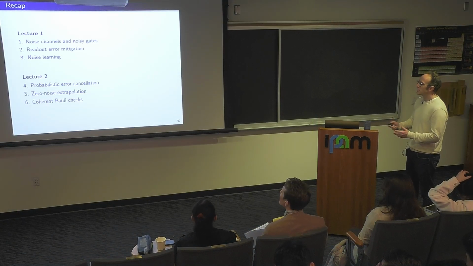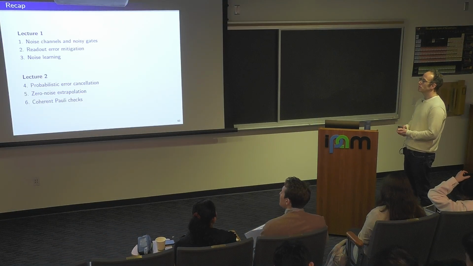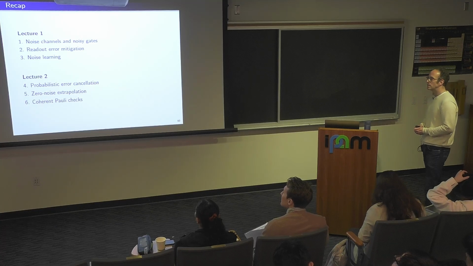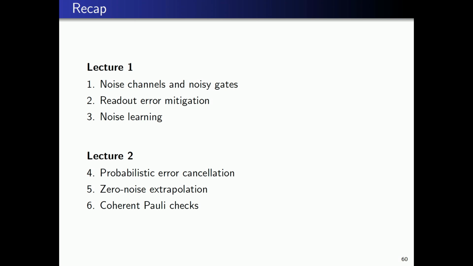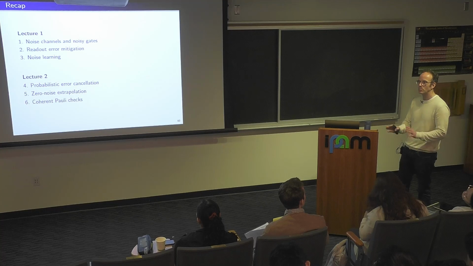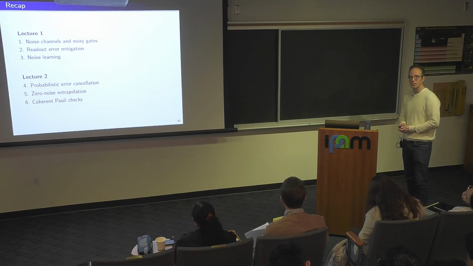So yeah, we just went over the noise channels, noisy gates, readout error mitigation, noise learning, and then used those techniques for probabilistic error cancellation and zero noise extrapolation, based on probabilistic error amplification, which used the same noise model. And then we looked at the coherent Pauli checks method, which is not so much aimed at observable values, but more individual shots. So thank you very much.